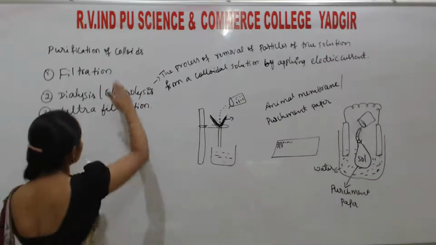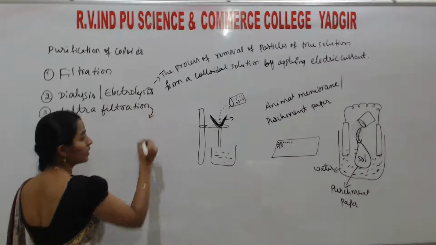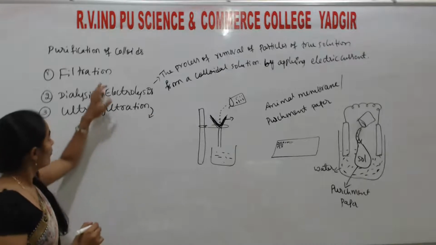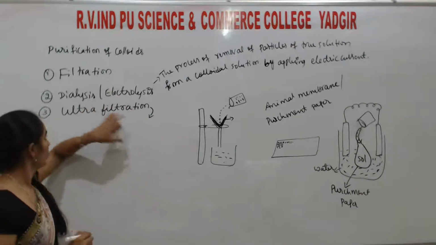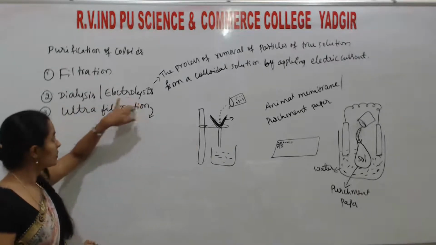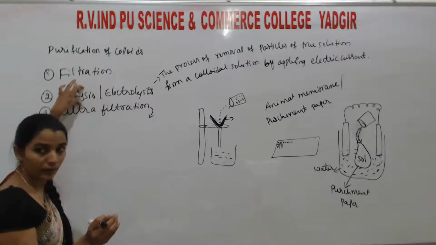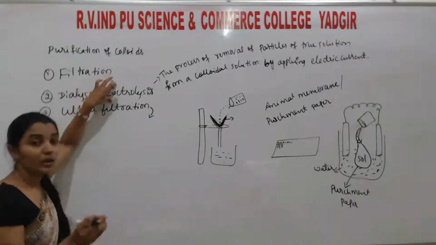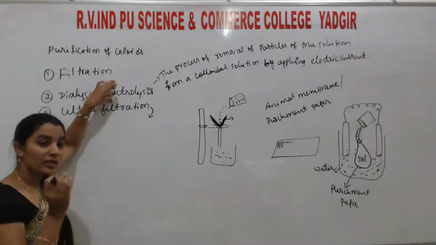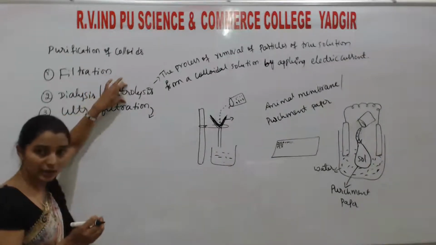Ultrafiltration: in these three, only the paper is changed. Filtration means normal filter paper. Dialysis and electrodialysis: dialysis means parchment paper. Electrodialysis is filtration using parchment filter paper as well as electric current.